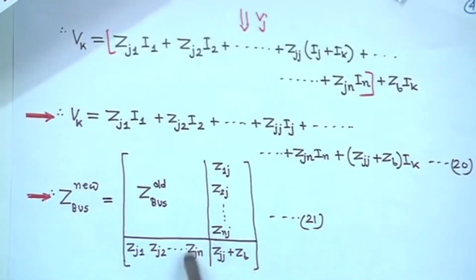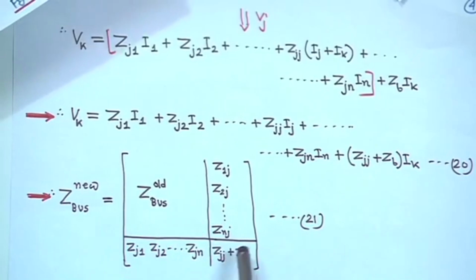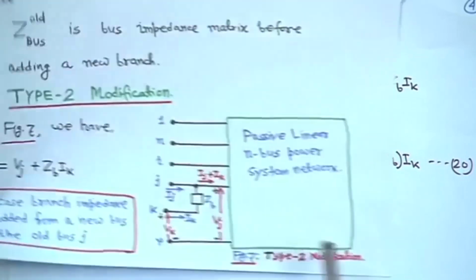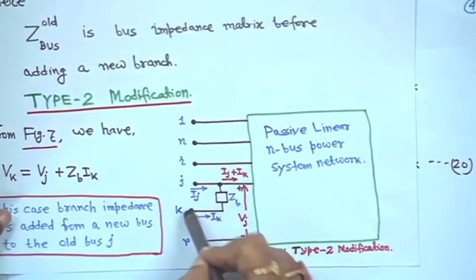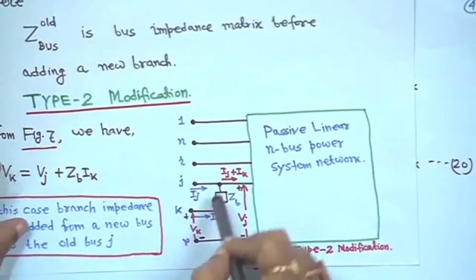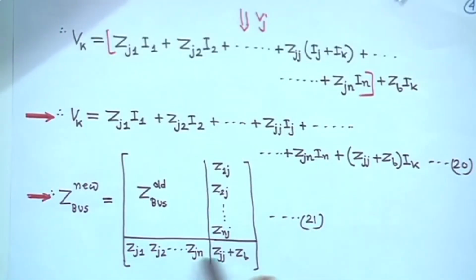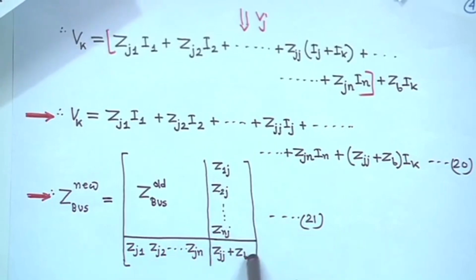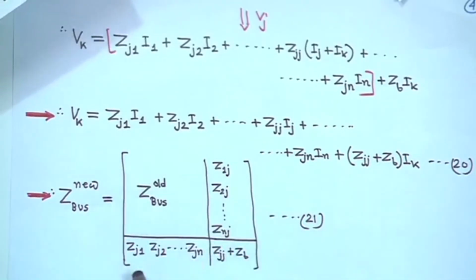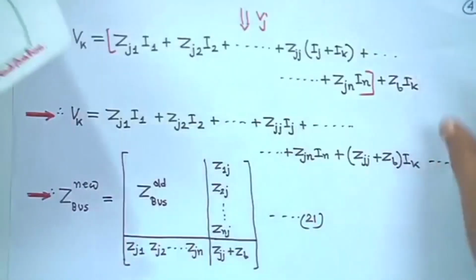So, in this case also the dimension of the Z bus matrix will increase by 1, because the k bus earlier was added to the reference bus, and now it is added to an old bus. So, only this one element has to be computed, right. Particularly this one, other things are known, but it has increased by this one, right. So, this is actually Z bus new.